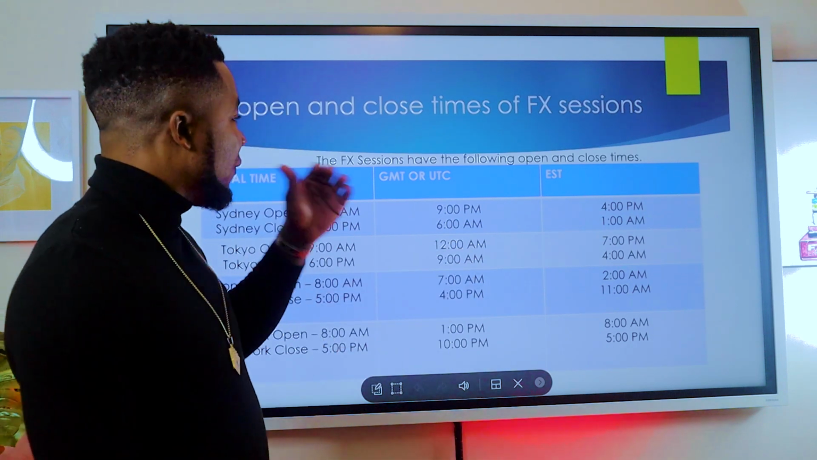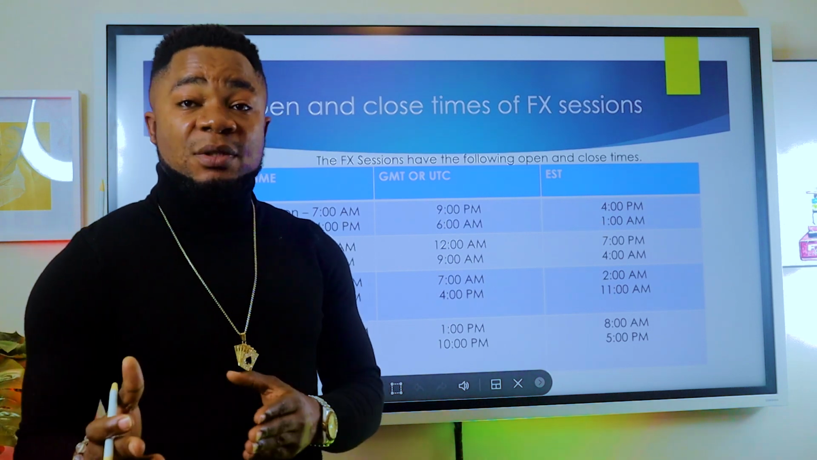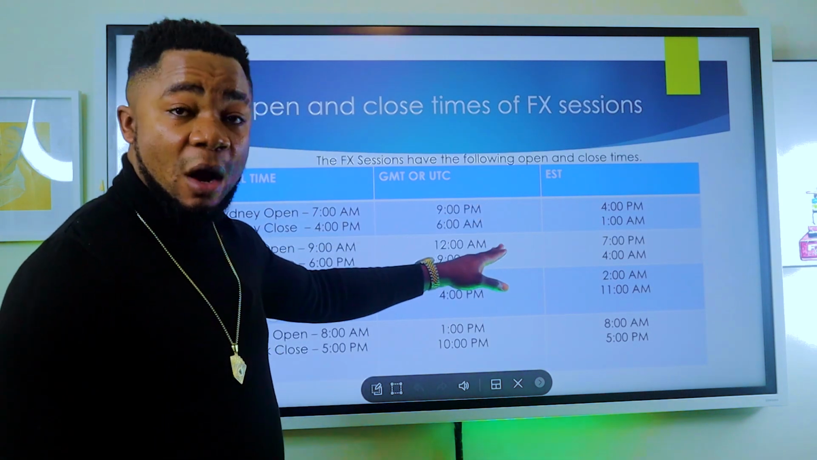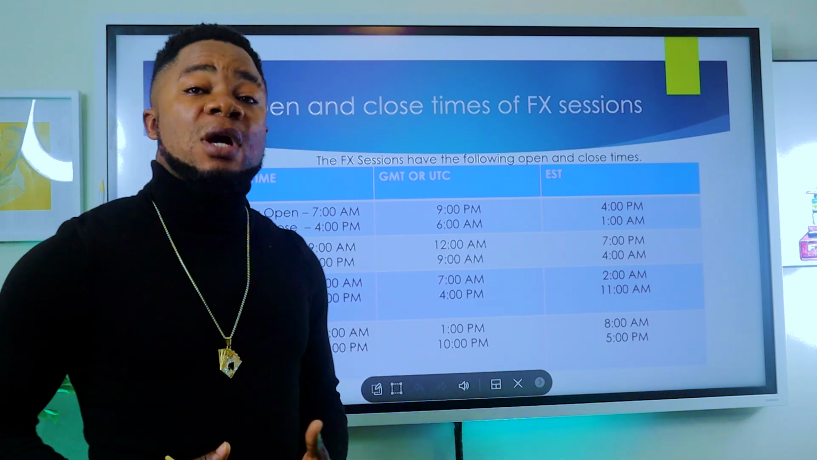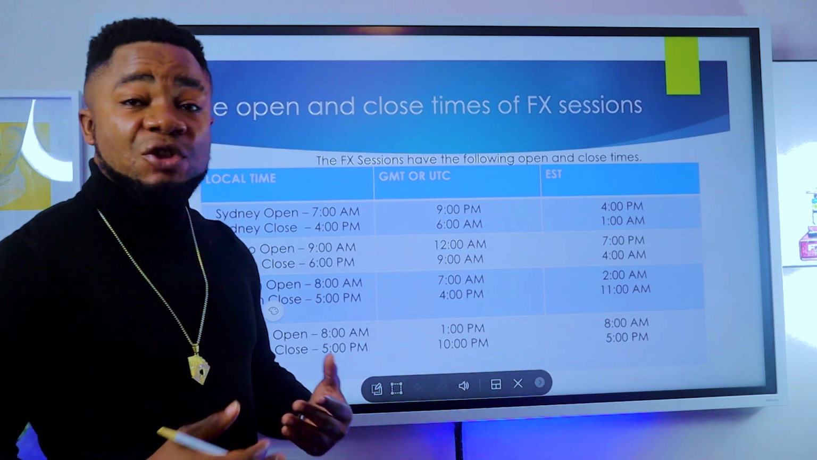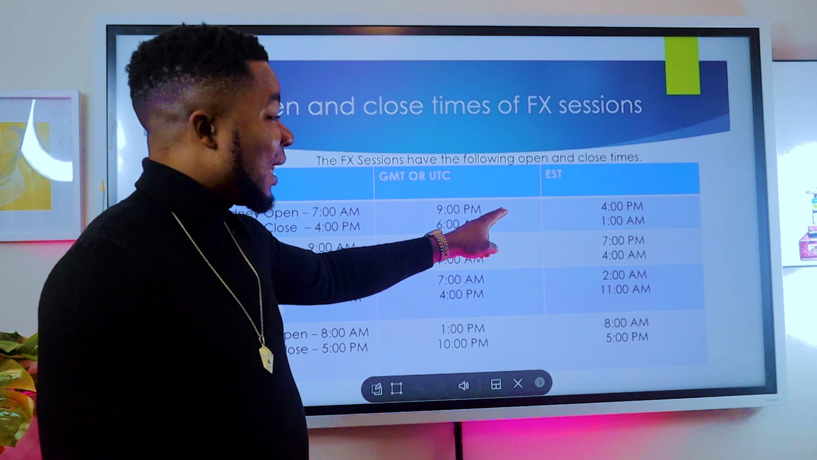All right. So if I want to convert this to my time zone, remember I said South Africa is GMT +2. So I just need to add 2 hours to the GMT time. This is how you calculate forex market sessions based on your time zone. Since I'm GMT +2, it means the Sydney session opens at 11 p.m.